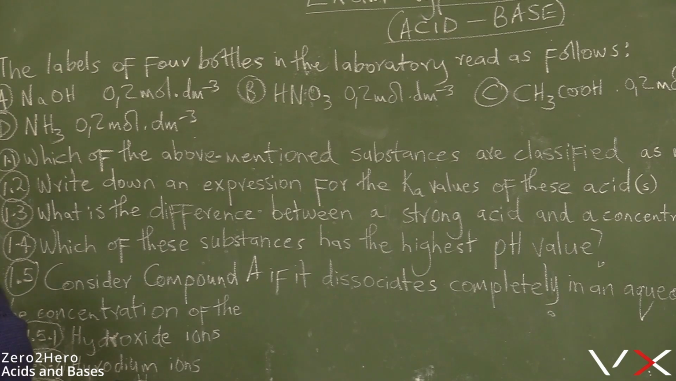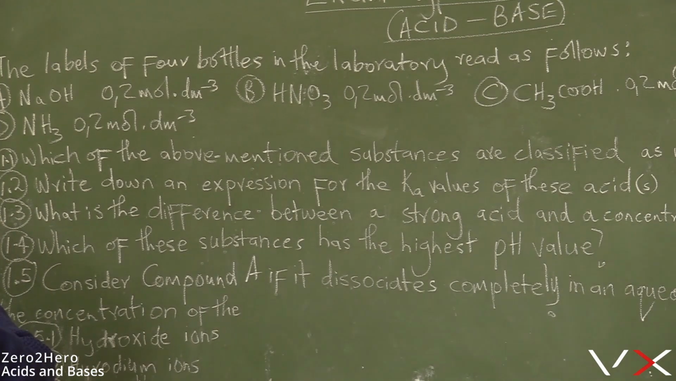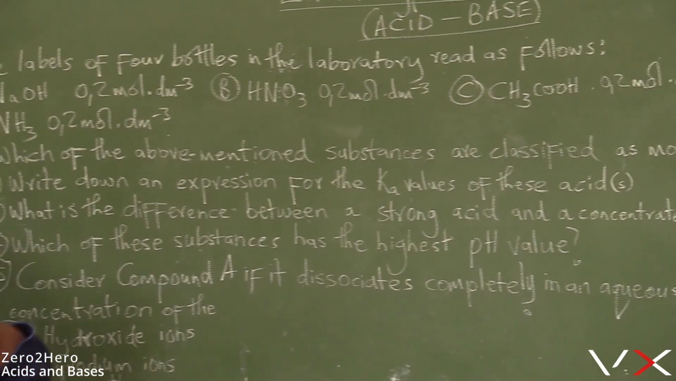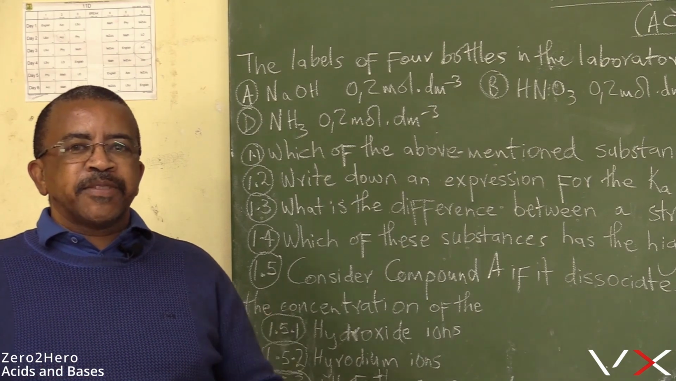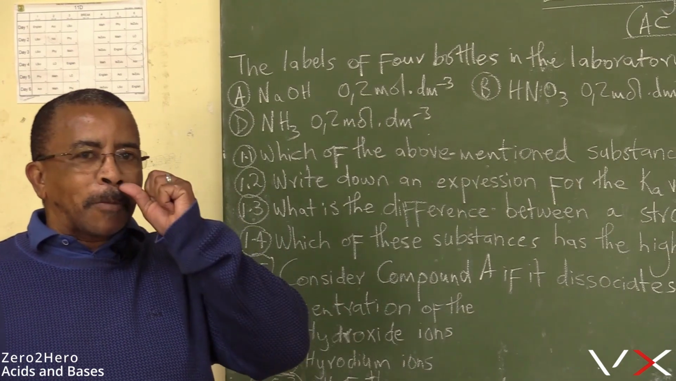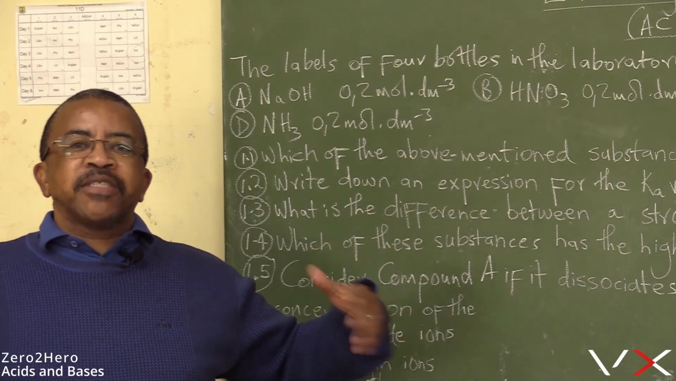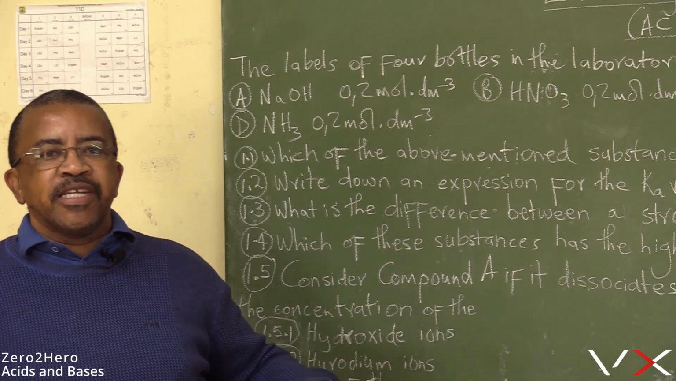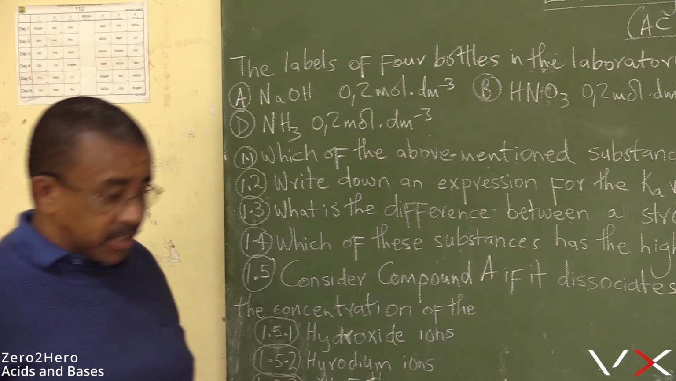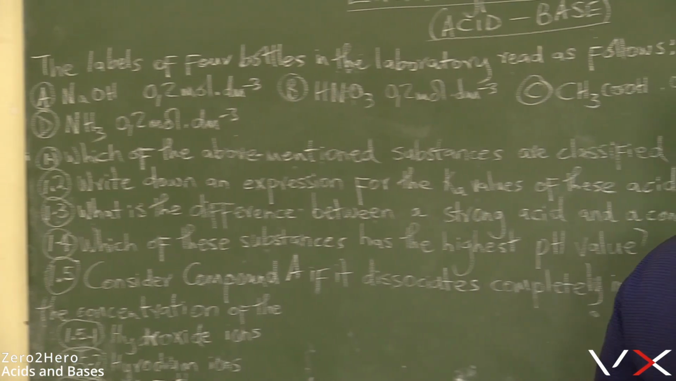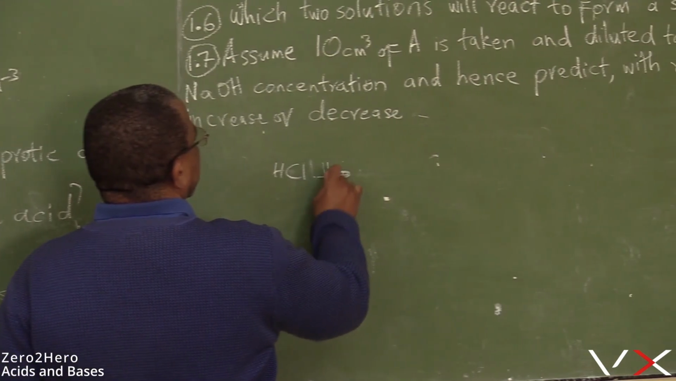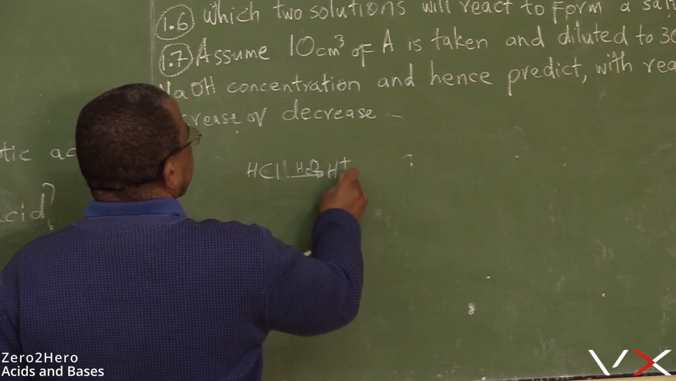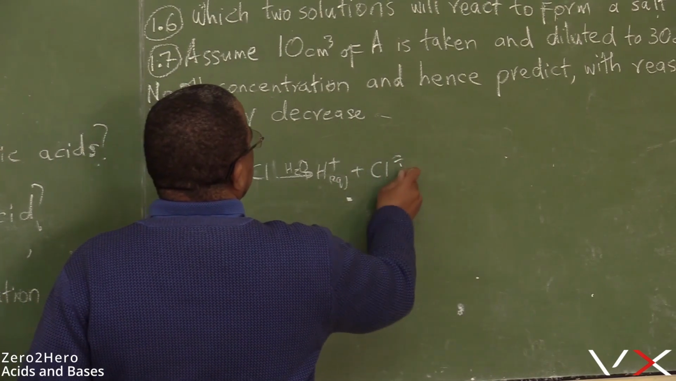What is the difference between a strong acid and a concentrated acid? A strong acid is a substance that dissociates almost completely in water. That is a strong acid. If a substance dissociates almost completely in water and forms H+, that's a strong acid. For instance, HCl is a strong acid, because in water it dissociates into H+ aqueous and Cl- aqueous.